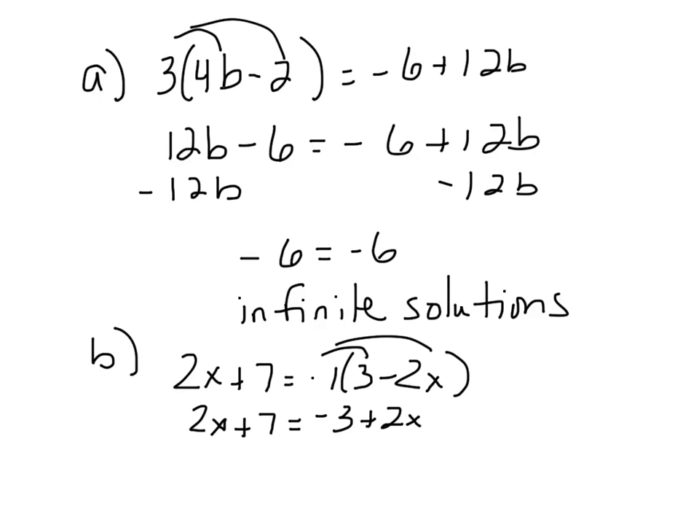Once again, since the 2x's are the same on both sides, just look at it. Is 2x plus 7 going to be 2x minus 3? Well, they're never going to be equal. And if you actually subtracted 2x's on both sides, you get 7 equals negative 3, which is not true. Therefore, this answer has no solution.